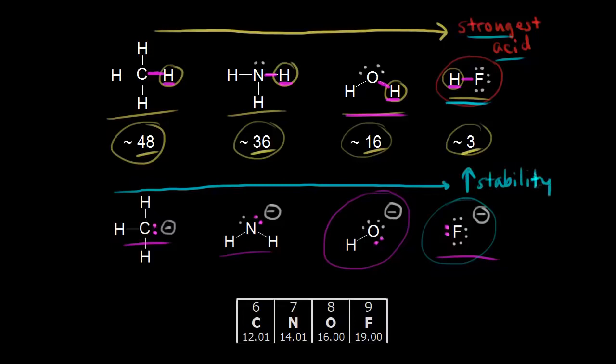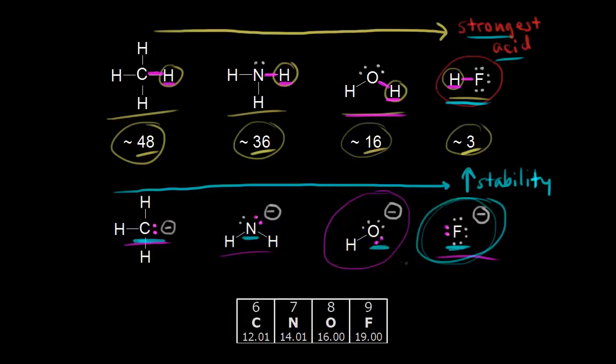And we can explain that trend by looking at the element that has the negative charge. This has a negative charge on carbon, and this was our least stable conjugate base. Then we go to nitrogen with a negative charge. We get a little bit more stable. We go to oxygen with a -1 charge. We get a little bit more stable. And finally, we get to fluorine with a negative charge, and we have the most stable conjugate base.